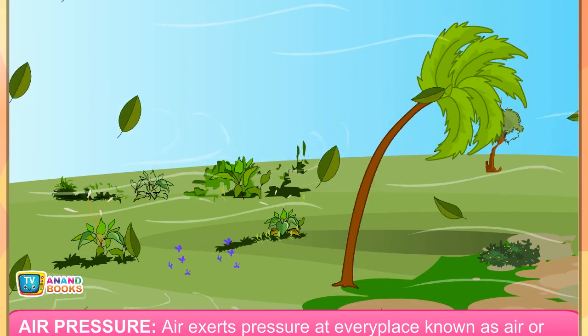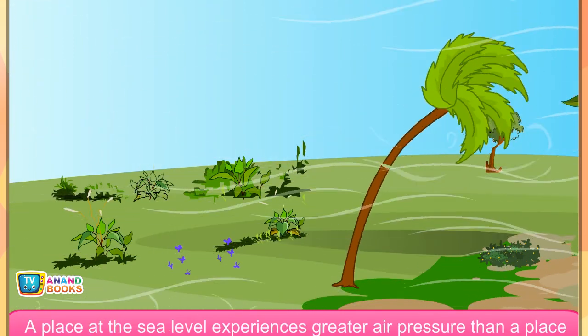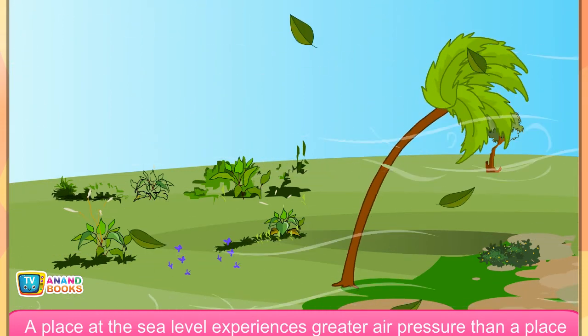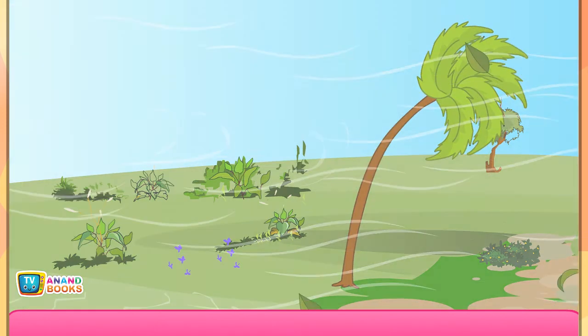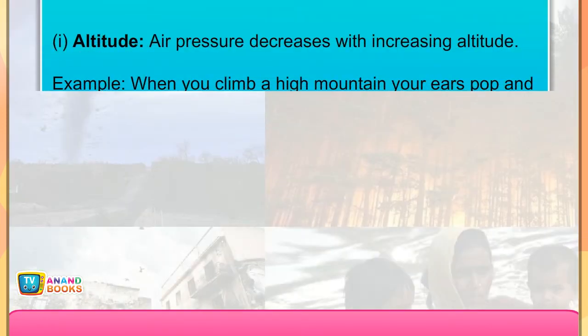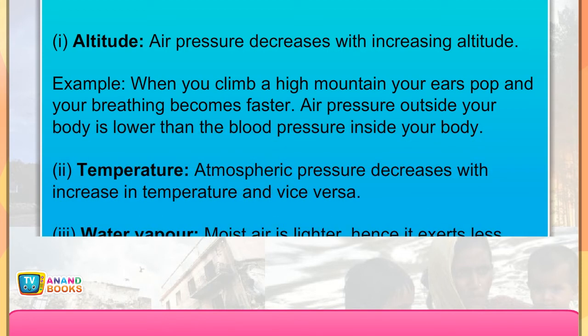It is not the same at every place. A place at the sea level experiences greater air pressure than a place on a mountain. Air pressure decreases with increasing altitude. Factors on which air pressure depends. Number 1. Altitude. Air pressure decreases with increasing altitude.